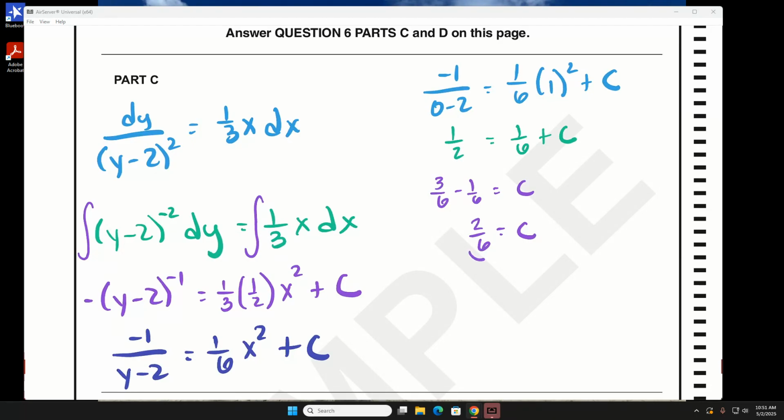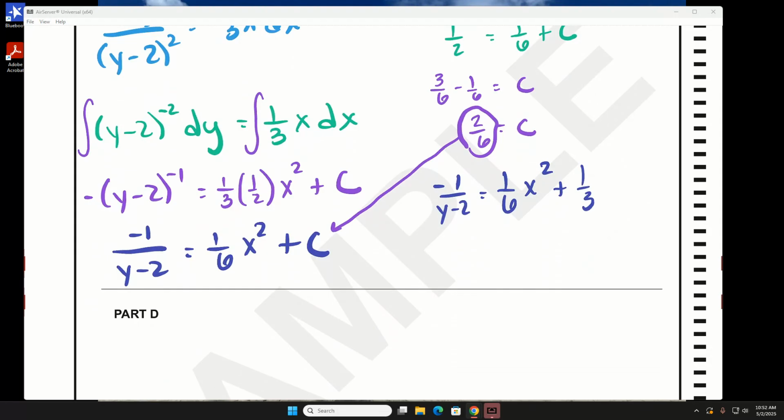And so what we'll do is we'll take that and we'll put it here. So the very last thing you wrote before you put in 1 and 0, that's where you're going to put the C. I'm going to run out of room. That's okay. There's not a part D. I'm just going to keep on writing.